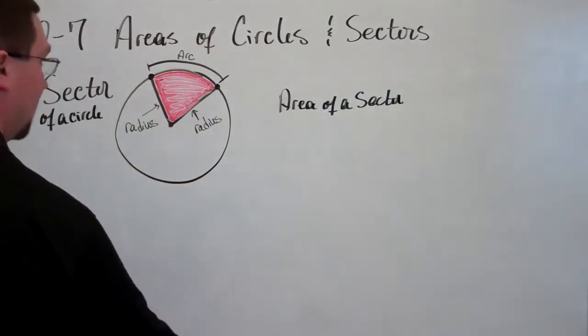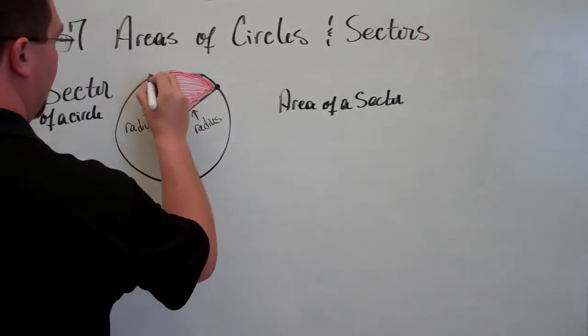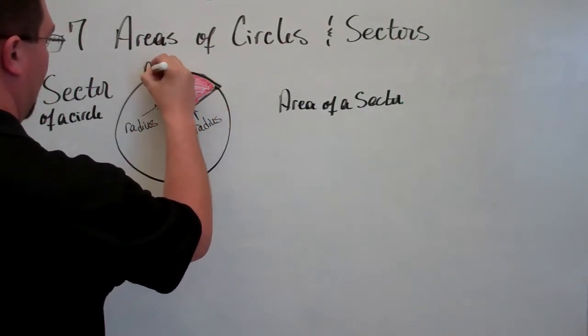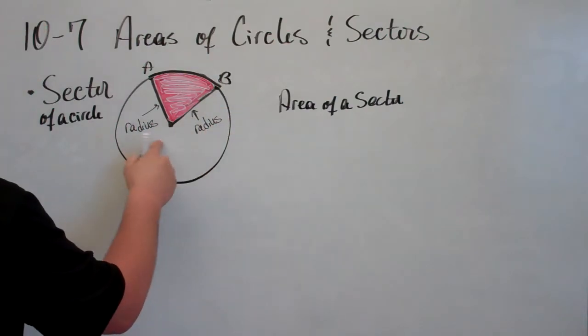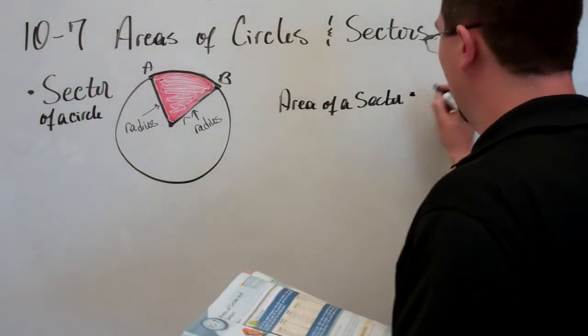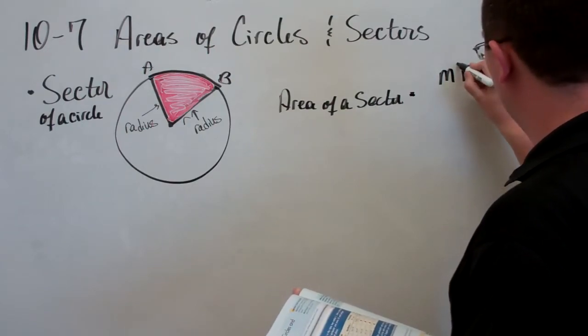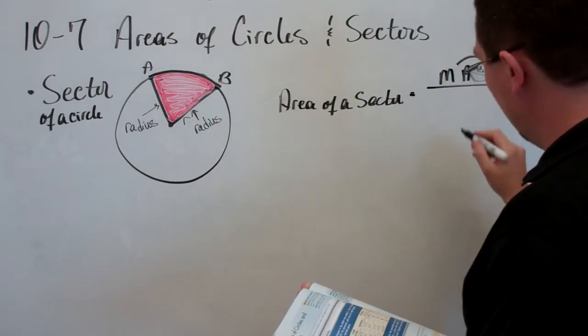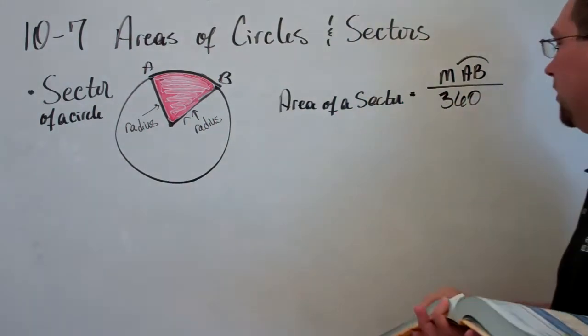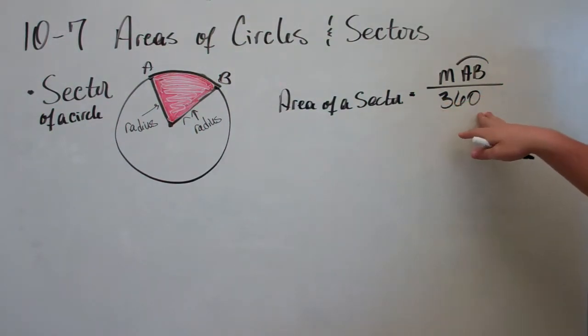If we call this arc AB, and then here we have a radius, of course the radius is R. So, area of a sector is the measure of arc AB divided by 360 degrees. So that way we find out that's 360, that's a sixth. So that way we find the percent of the circle that the sector fills in.